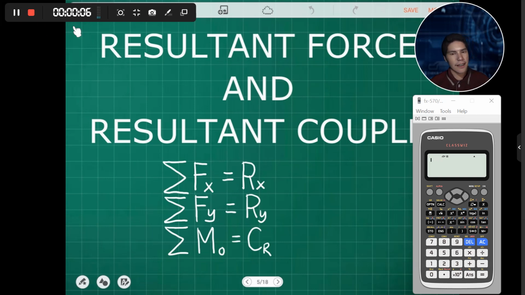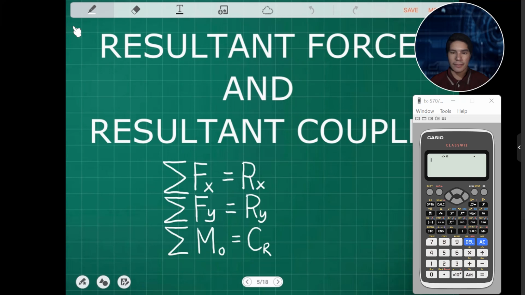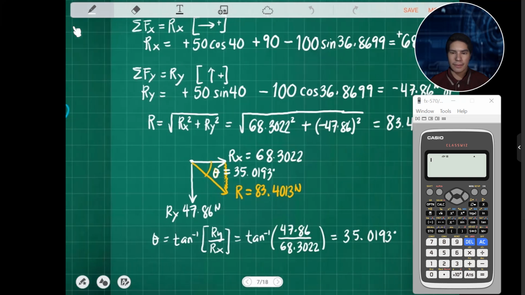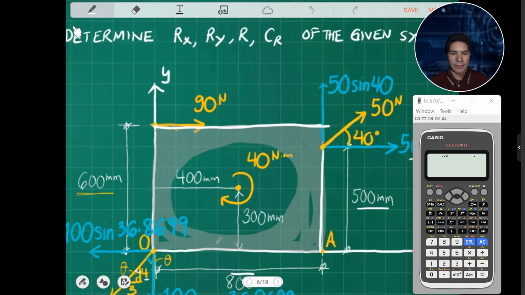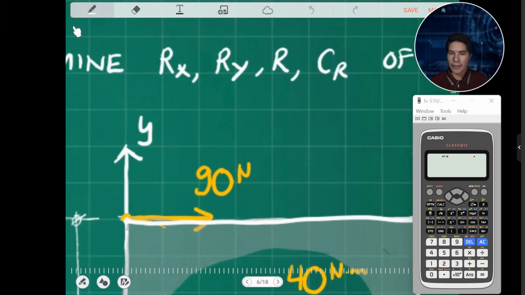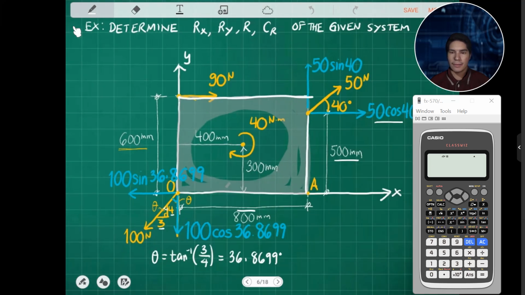In the previous session, we solved a problem related to resultant force and resultant couple. We computed the horizontal and vertical components of the resultant, the magnitude of the resultant, and the resultant couple, which is the CR. So now, let's extend the problem. We want to compute the x and y intercept of the resultant and also the perpendicular distance of the resultant to point O.